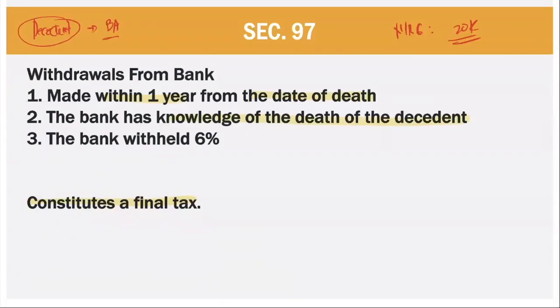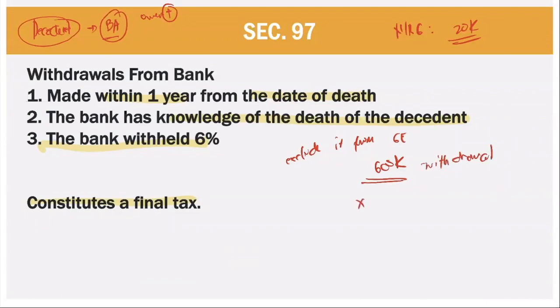So there must be knowledge from the bank that that particular owner of the bank account has already died. So there is a bank account, the owner already died, and the bank withheld 6%. What is my problem out of these withdrawals from the bank? So we said we should exclude it from gross estate, and it is subject agad-agad to 6%. So let's say we have here 600,000. That is the amount of your withdrawal. You will subject it to 6% of your final tax. So this is 36,000, right? This is your tax paid.